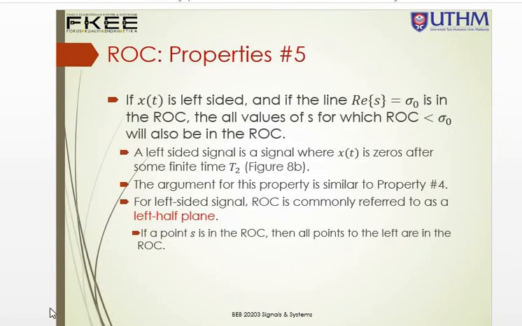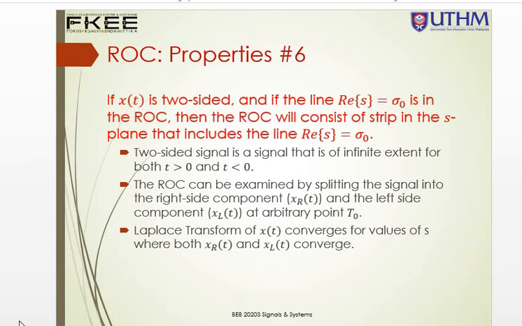So property 5 is for a left-sided signal, and the ROC is at the left half plane. For property number 6, if x(t) is two-sided, the ROC will consist of a strip in the S-plane that includes the line of sigma naught, meaning more than one value and less than another.